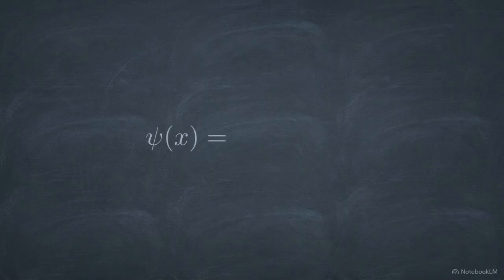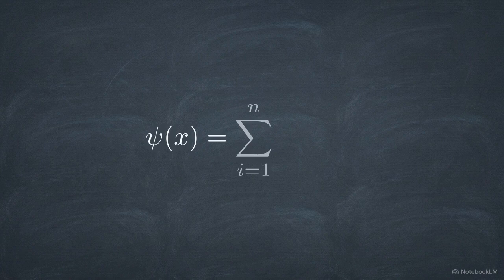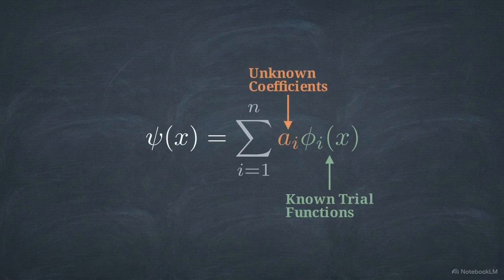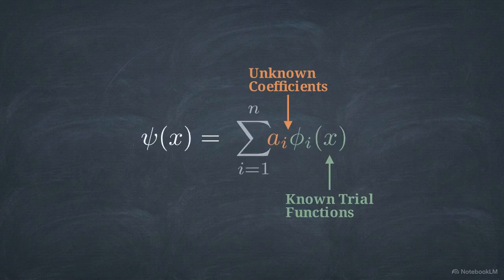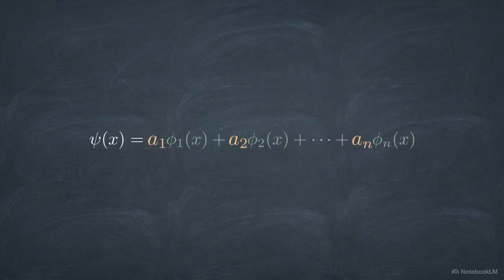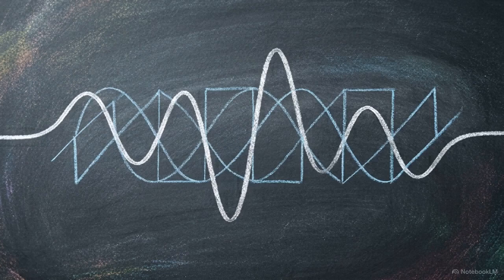To build this approximation, we rely on a series expansion equation. We define psi of x as the sum of known trial functions multiplied by unknown coefficients. Those coefficients, the a sub i terms, are the blank spaces in our mathematical model. They are the variables we need to solve for. The specific numerical values we assign to these coefficients dictate the final shape of our approximation curve and therefore determine its overall accuracy.